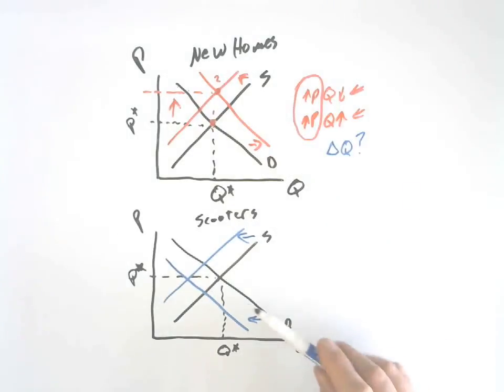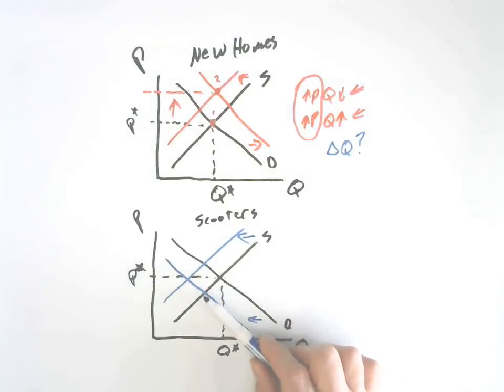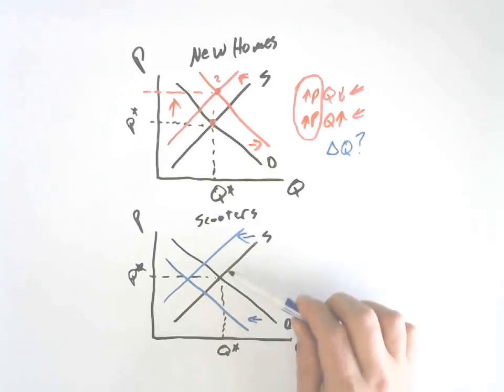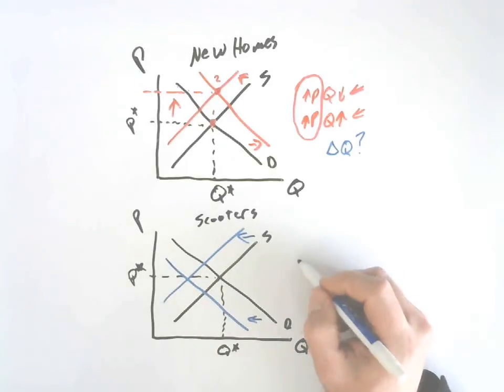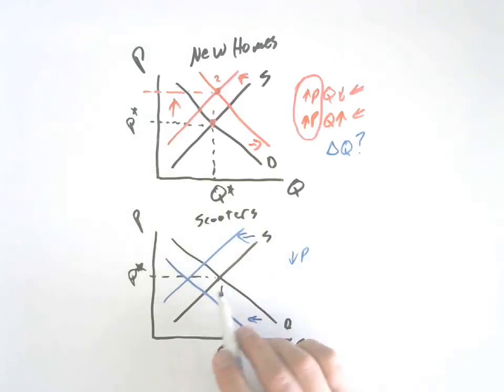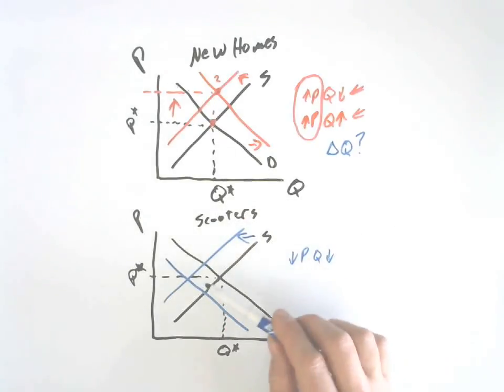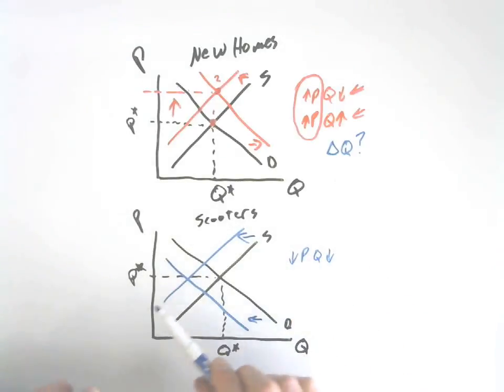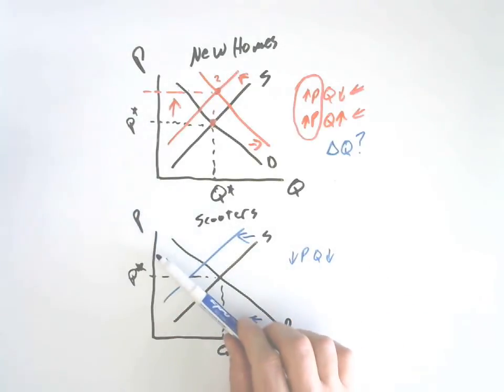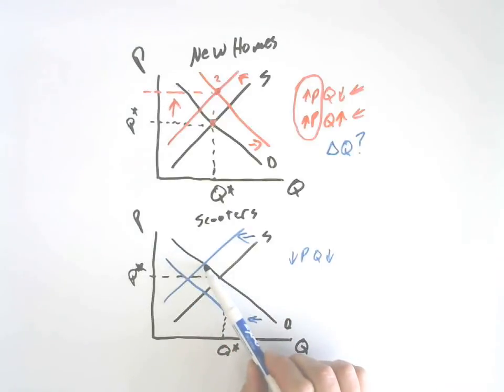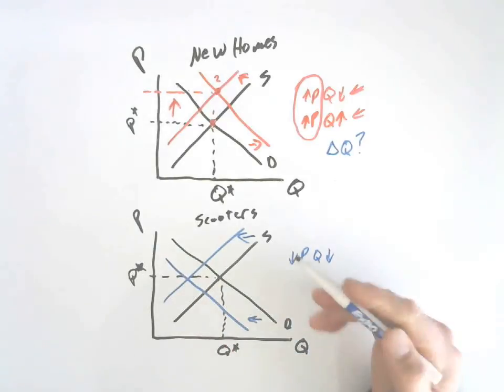Now, once again, this first demand curve shift to the left caused prices to fall and quantities to fall. This leftward supply curve shift, if we ignore the demand curve shift, says prices rise and quantities fall.